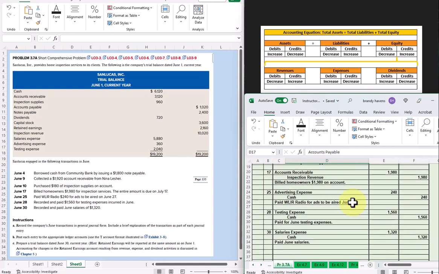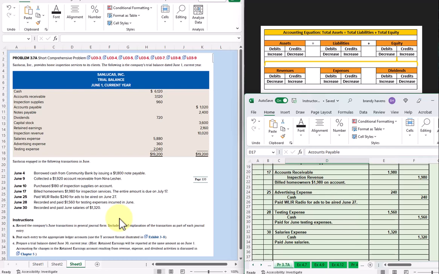I'm going to scroll down a little bit here. All right, let's look at the 17th. Billed homeowners $1,980 for inspection services. The entire amount is due on July 17th. This is a very common type of transaction for businesses. Basically, they have performed some services, they have earned revenue, but they are sending those customers a bill which will be paid at a later date, meaning that we have an accounts receivable. When we have earned the income, but the customers haven't yet paid us, that's accounts receivable.